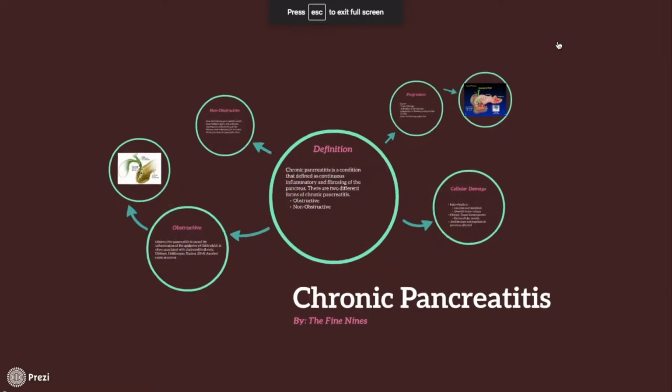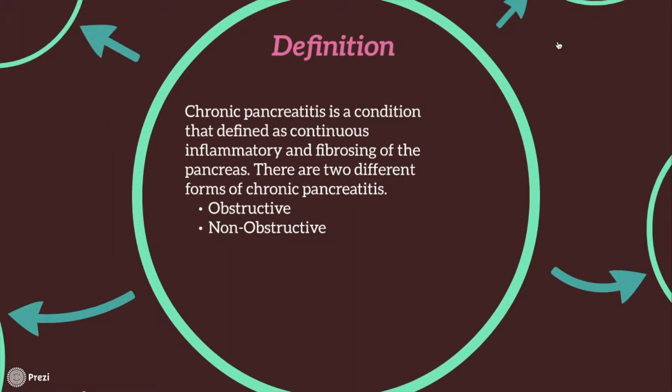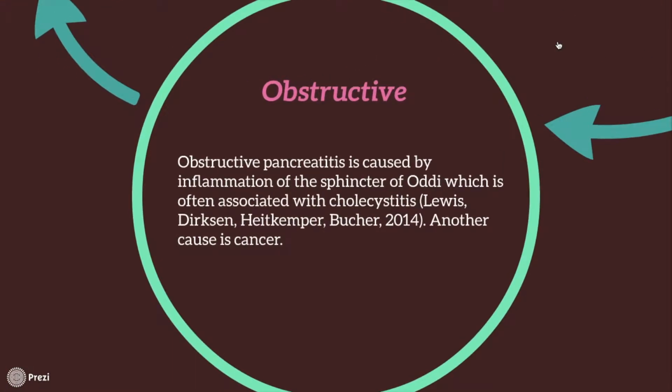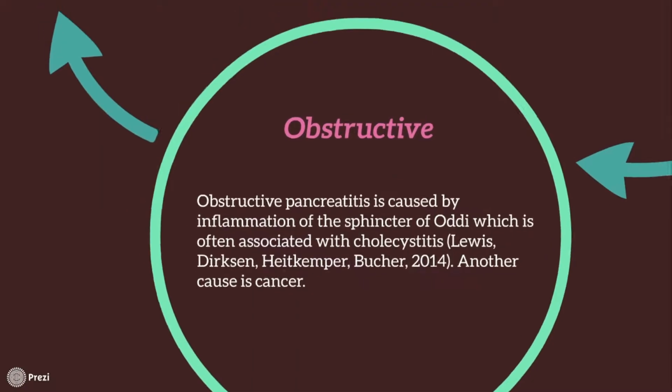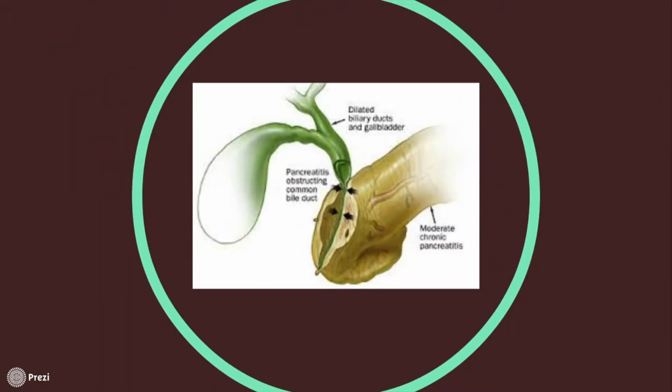Chronic pancreatitis is defined as the continuous inflammatory and fibrosing of the pancreas. There are two different forms of chronic pancreatitis: obstructive and non-obstructive chronic pancreatitis. Obstructive pancreatitis is often caused by inflammation of the sphincter of Oddi, which is often associated with cholecystitis. Cancer is another possible cause of obstructive pancreatitis. This is an image of the most common location of obstruction with chronic pancreatitis.